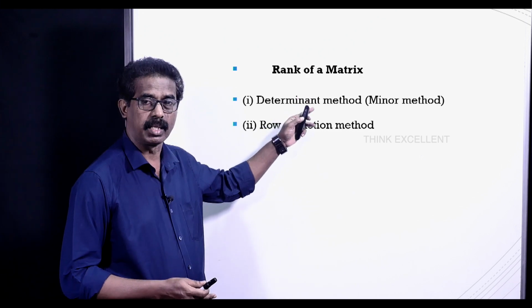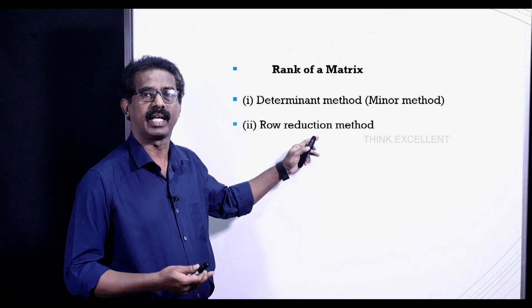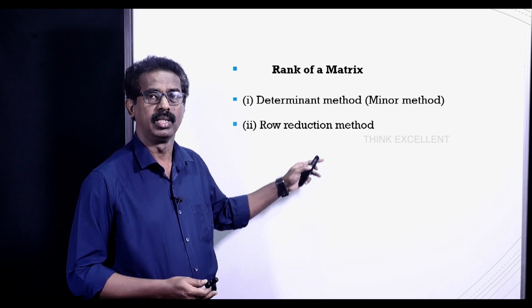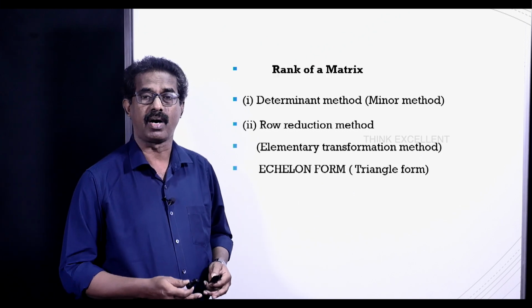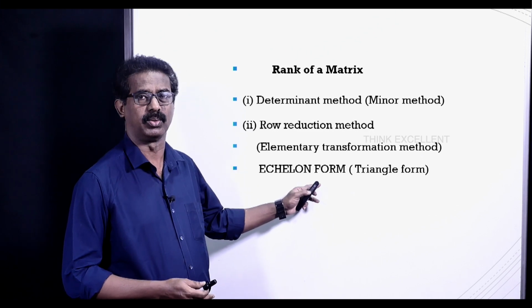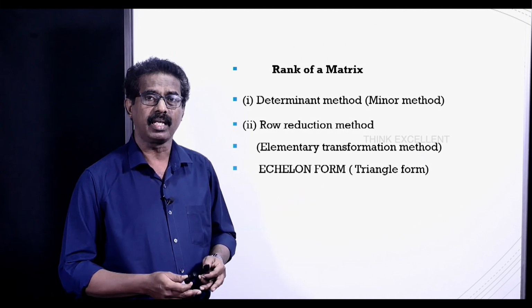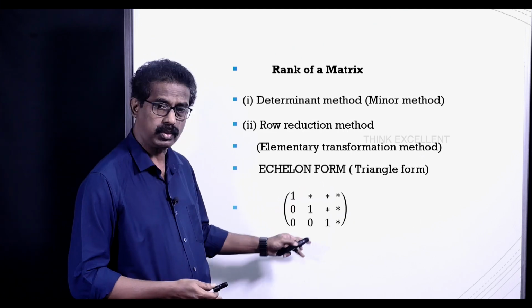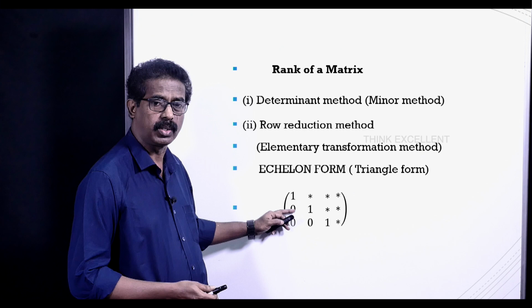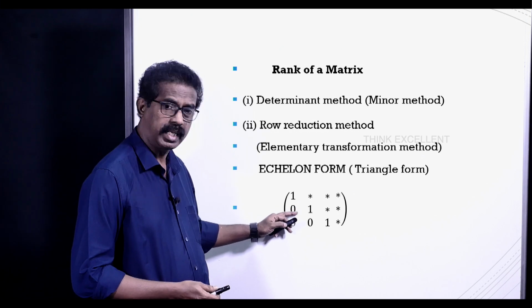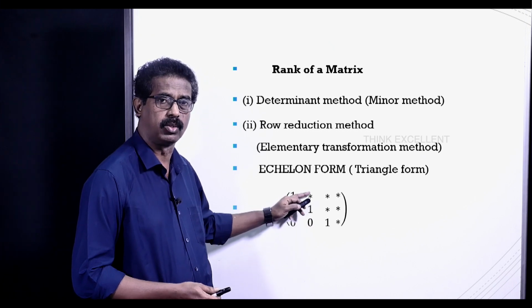One method is the determinant method and another method is the row reduction method. In the row reduction method, we reduce the given matrix into a form called echelon form. Something new, right? What is echelon form? In a matrix, you make the first element 1. Below that, all the elements you have to get 0. Then the second row, second element you make it 1. Below that 0. Above that, whatever it is, no problem.